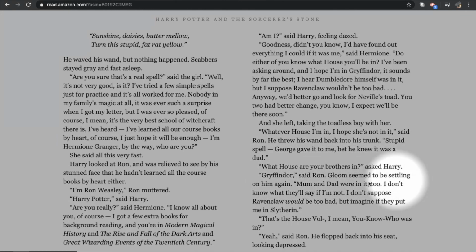Gloom seemed to be setting on him again. "Mom and Dad were in it too. I don't know what they'll say if I'm not. I don't suppose Ravenclaw would be too bad, but imagine if they put me in Slytherin." "That's the house You-Know-Who was in." "Yeah," said Ron. He flopped back into his seat, looking depressed.